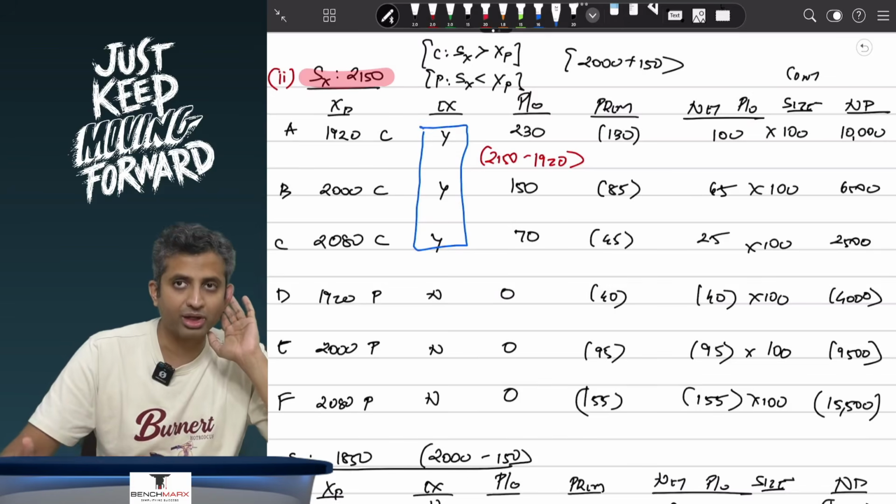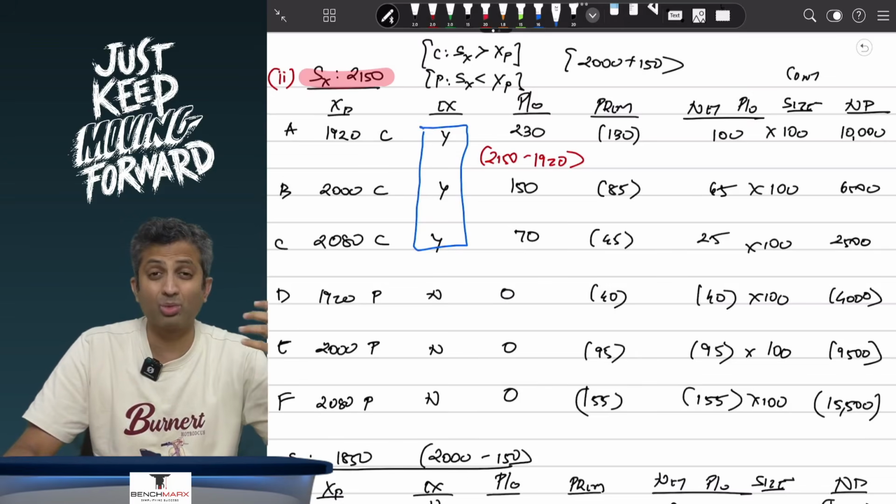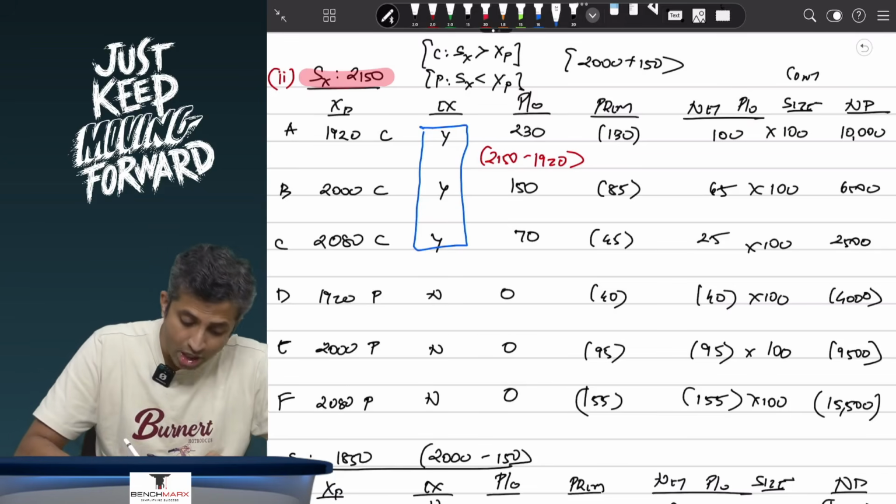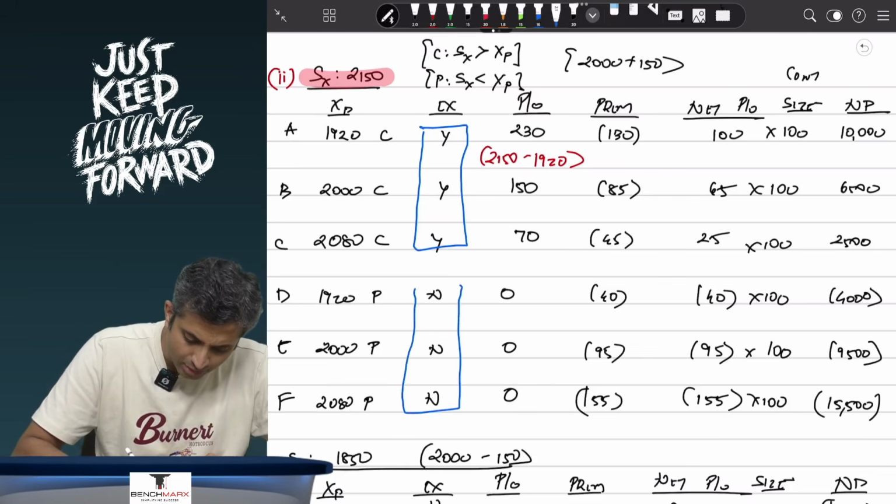Whereas put is a right to sell. You would love to sell at the higher price. In the market, you can sell it at 2150. Then why will I sell it under the option either at 1920 or 2000 or 2080? All the puts will not be exercised.